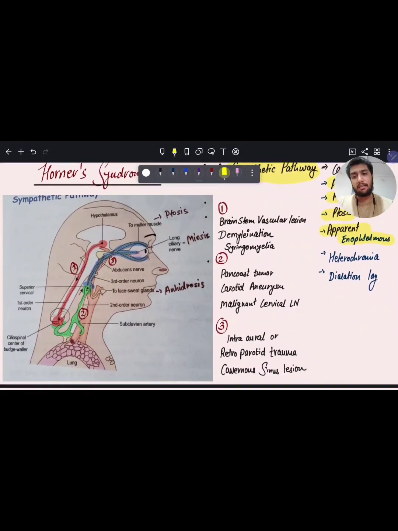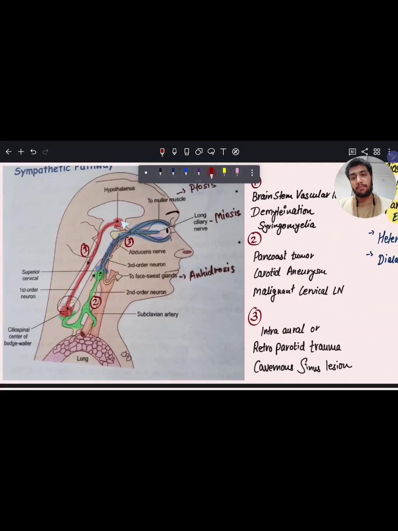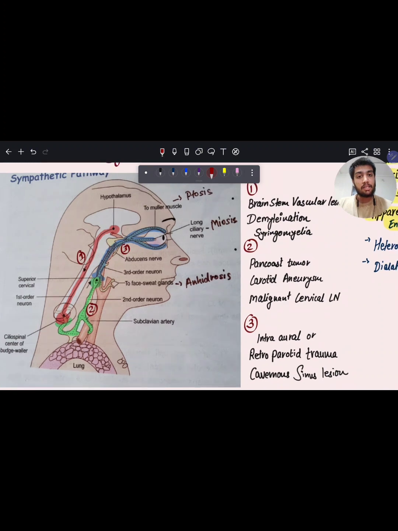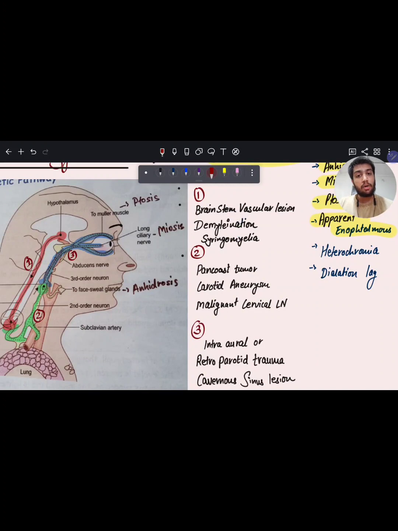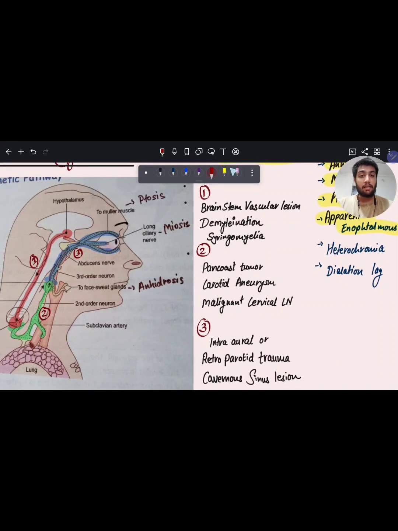And let's learn the pathway. Let's see the pathway of the sympathetic system that is affected in Horner syndrome. So from hypothalamus till the eye there are various areas where it can be affected. So let's talk about the first order neuron which is from the hypothalamus, which is marked in red, from the hypothalamus to the ciliospinal center of Budge-Waller. अगर इस एरिया में there could be conditions like brainstem vascular lesion, demyelination or syringomyelia. So it can present as Horner syndrome.